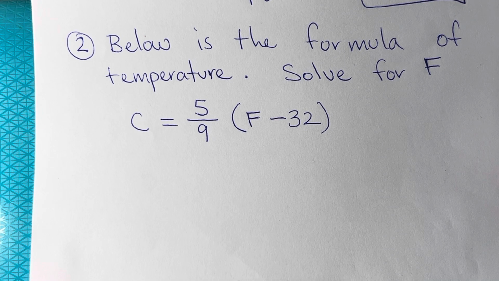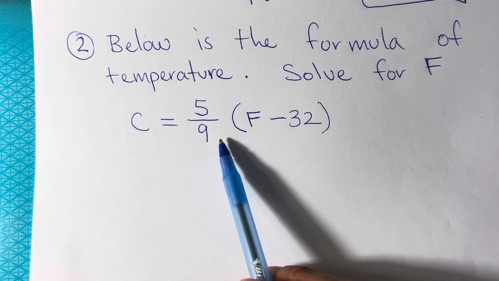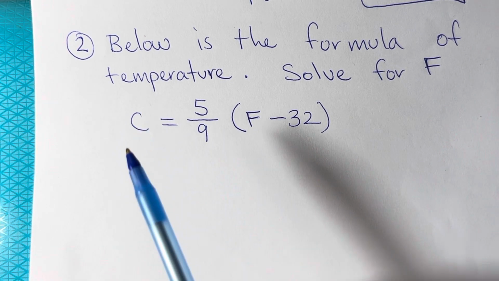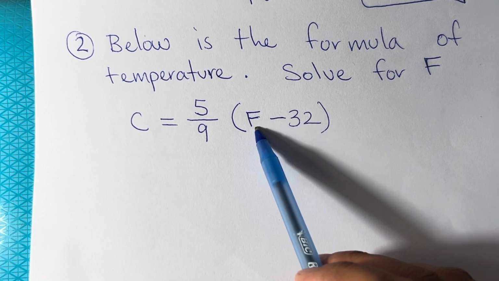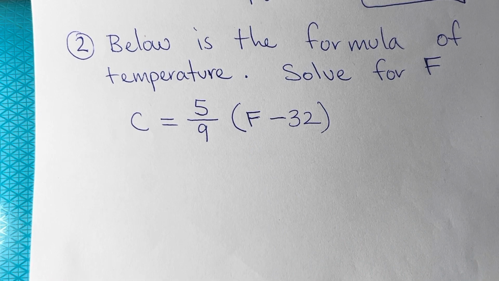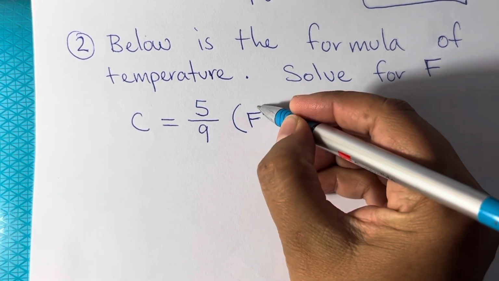Some information about temperature is that when it's in Celsius, 0 is the freezing point. Close to 0 degrees, that's when water starts freezing. In Fahrenheit, it's around 32 degrees. Okay, interesting facts. Okay, how would you solve for F? What that means is leave F by itself.